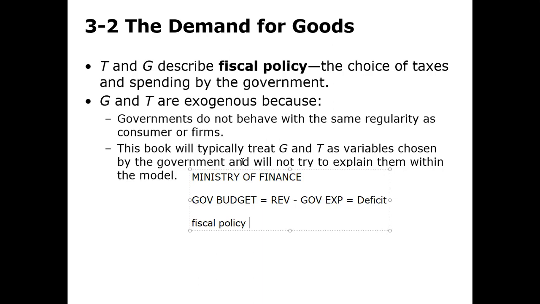So in this example, G stands for government spending and T stands for taxes, and G and T are exogenous because the government does not behave with the same regularity as a business. The government is in a different situation. The government is not looking for profit. The government wants to provide people with their needs. Very nice.